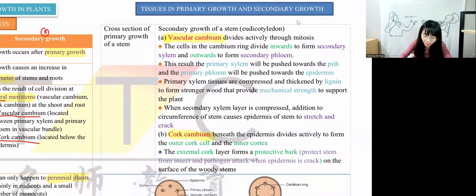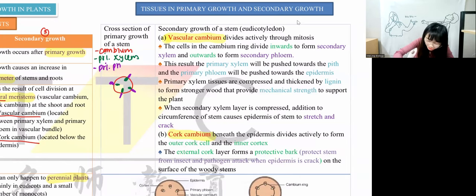Okay, let me draw for you to see. This is a stem. A stem has a ring shape, right? Imagine this is the cambium. The cambium forms xylem and phloem. The one that faces inside, is it xylem or phloem? It's xylem, right? We call this first xylem the primary xylem. Now, outside the cambium, is it xylem or phloem? Outside is phloem, correct? So this is what we call primary phloem. We have primary xylem and primary phloem.